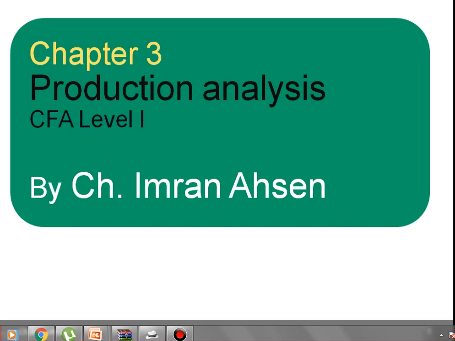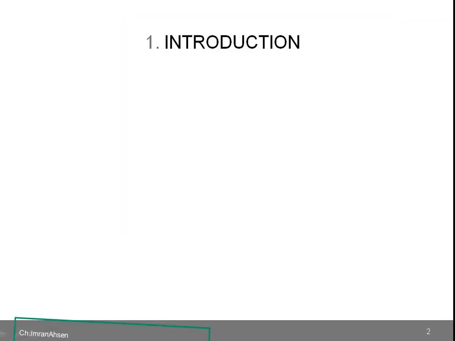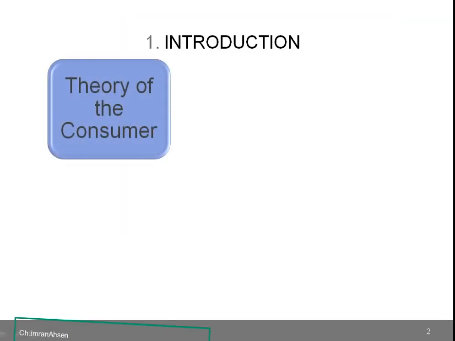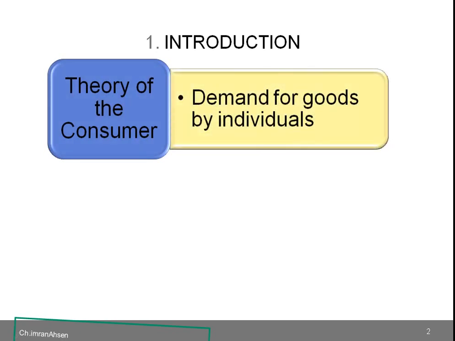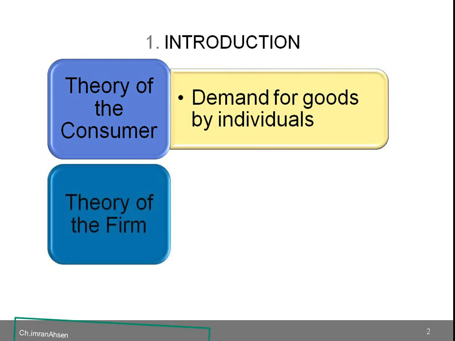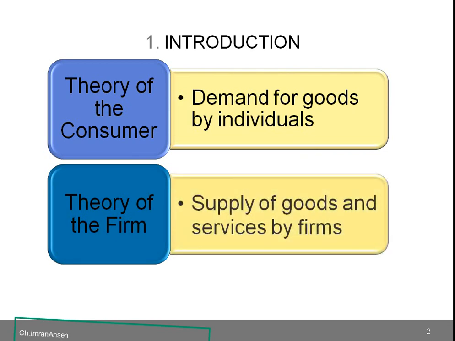Okay, this is our production analysis. So let's see what is coming. Introduction. For the consumer we have studied consumers' demand for goods. For the firm, supply of goods and services by the firm. So we have two sides: demand by consumers and supply of those goods by firms.